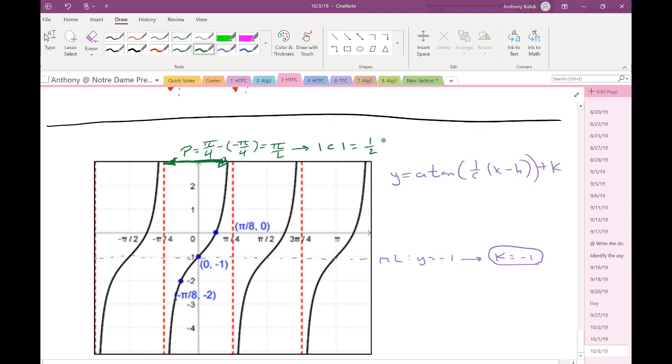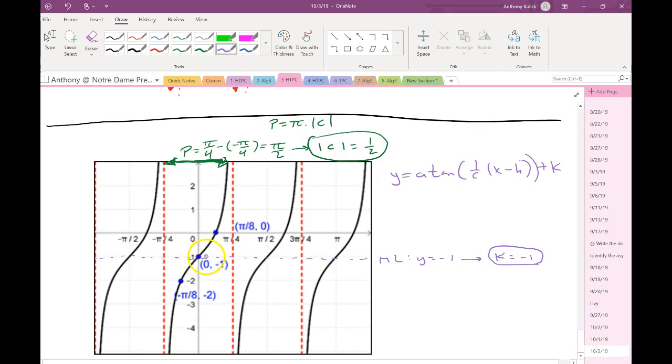Remember that the period is equal to pi times C for tangent rather than 2 pi times C. Got to make sure you remember that. It's a common mistake students make. They just get going too fast. You don't got to go that fast, though. The next thing I'm going to do is determine my value of A.